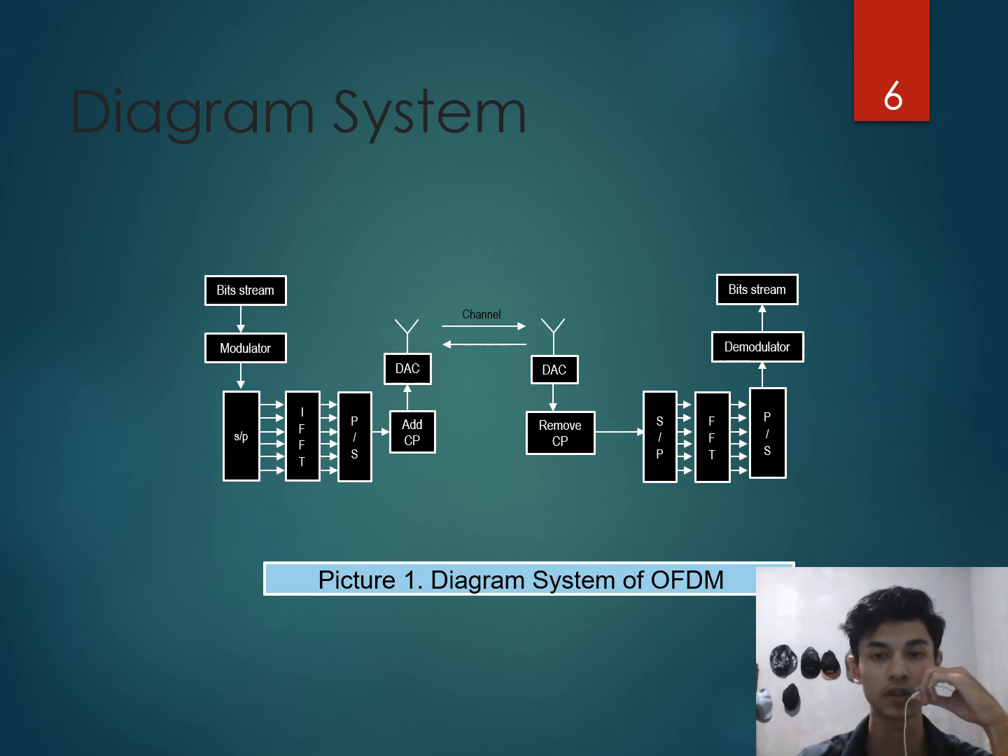First, it's converted to digital, and then the cyclic prefix is removed because we don't need it again, and then it is made parallel, and then converted to frequency domain again, and then made serial, demodulated, and then the signal will be received.